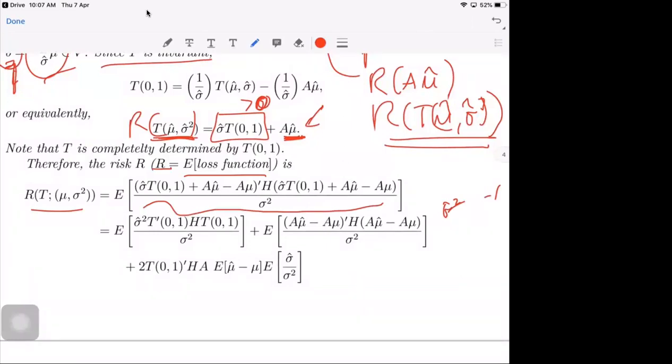Associated with tau of mu hat and A. Tau of mu hat and sigma hat square. So this is your D1 minus your parameter. Okay, so this is your D1 minus your parameter.